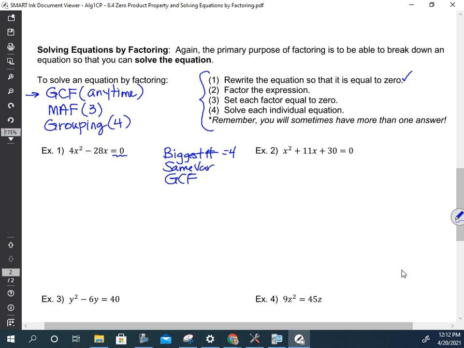Do these two parts have the same variable? Ignore the 0. Yes, they do. So your greatest common factor is 4x. Again, if you are struggling, you have to speak up. Don't sit back there and let me find out that you're struggling. If you are struggling, ask for help.